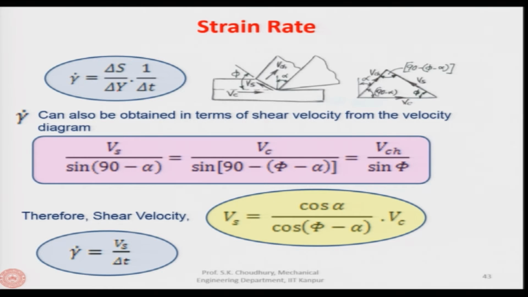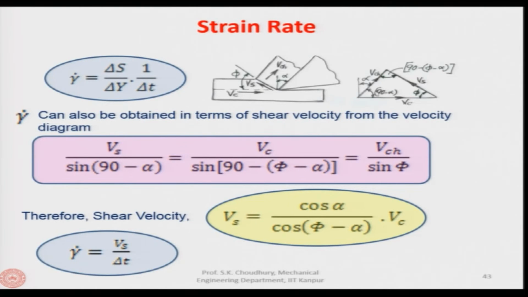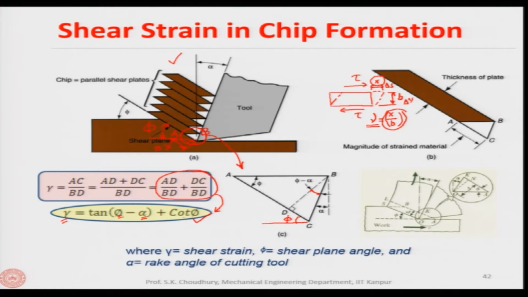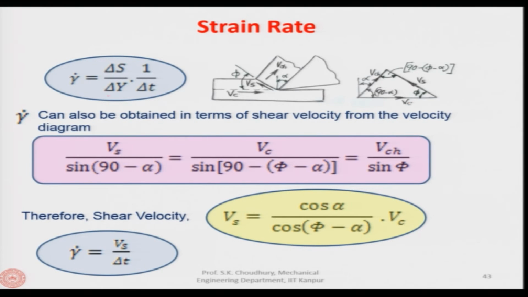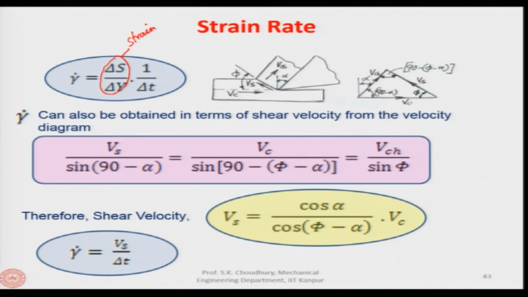So, strain rate is delta S by delta Y. This is the same thing as here, that is the strain. Let us say this is delta S, and this is delta Y. So, delta S by delta Y is the strain, and this is happening in a time delta t, meaning that this movement of delta S is happening in a time delta t. Therefore, the strain rate will be strain into 1 by delta t.